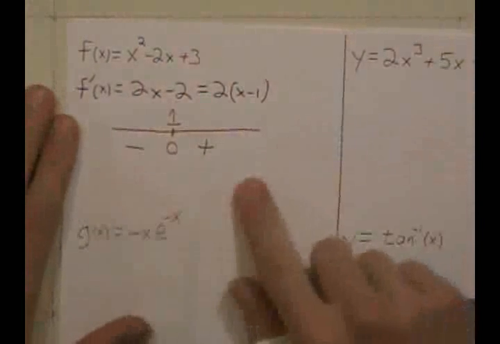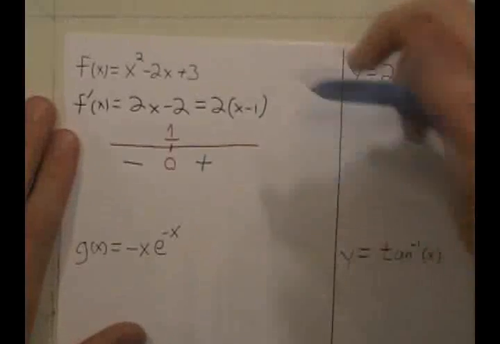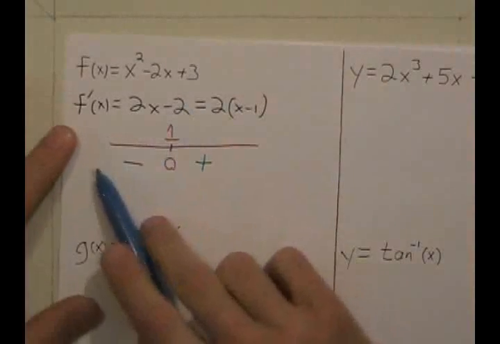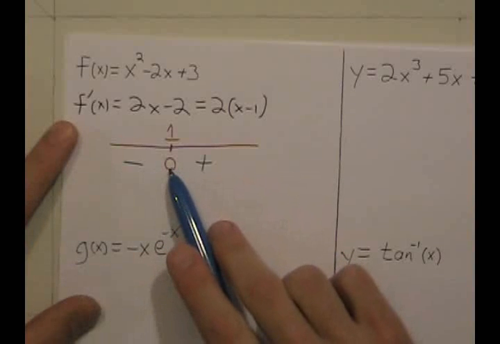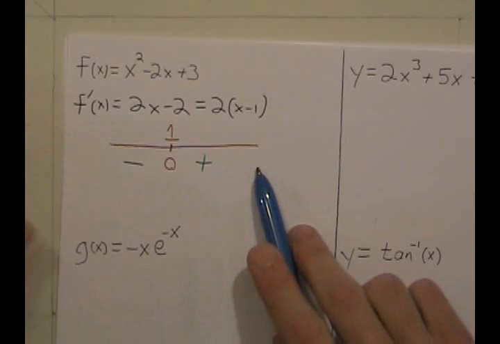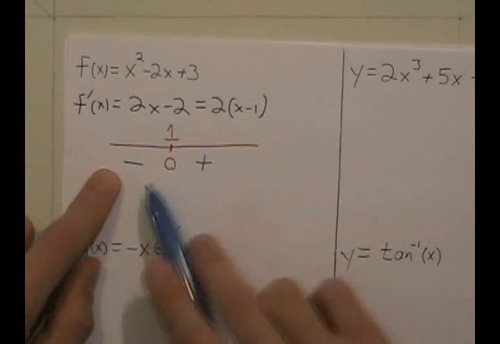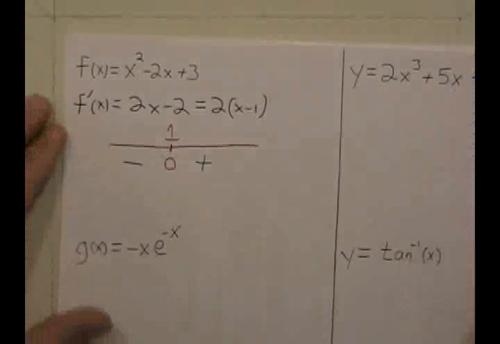From this, we conclude that the original function, f of x, is decreasing from minus infinity up until 1, where it has a horizontal tangent. And then after that, it's increasing, because the derivative is negative and then switches over to positive.